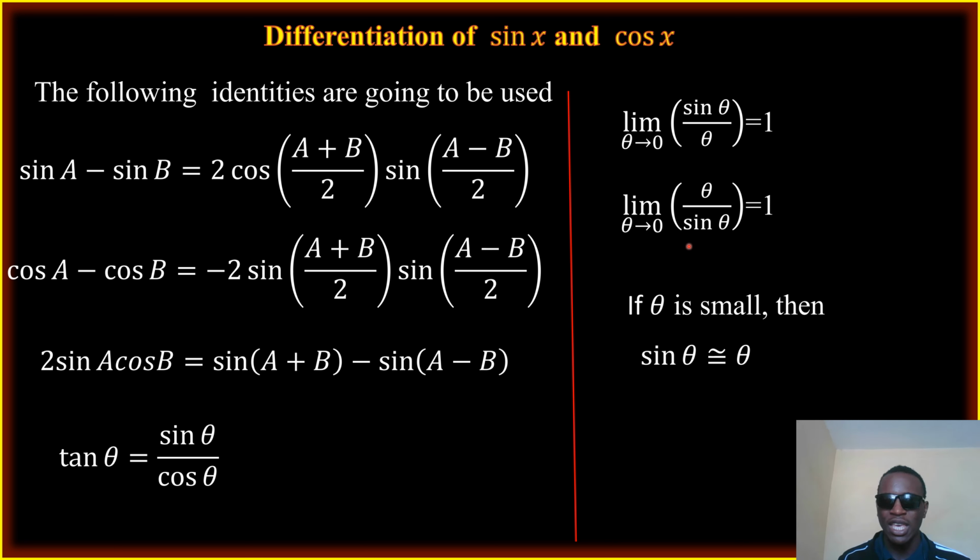Same thing here, theta over theta will be what? 1. So the limit of 1 is 1. No matter to what value theta tends to, the limit is 1, in as much as theta is small. In as much as we have a constant there, no matter what we have here, it will always be 1.